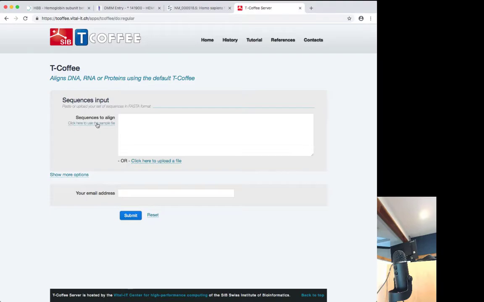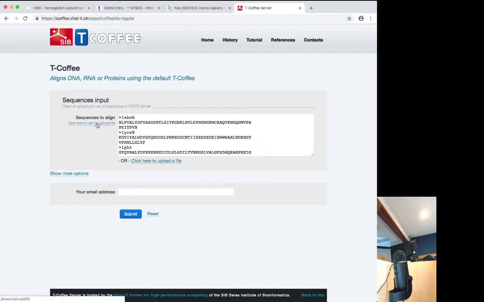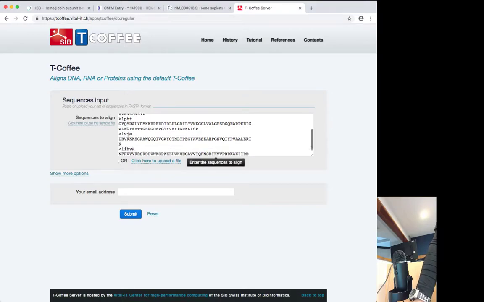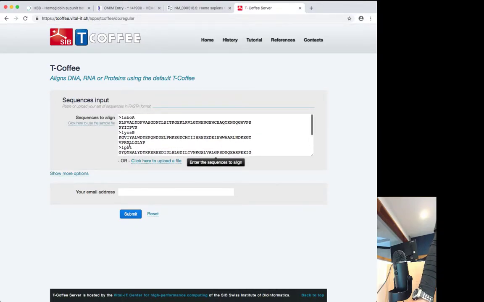What would be the difference? Now, usually, look at, it's a good question. Here, paste or upload your set of sequences in FASTA format. Sequences to align. Can you read what it says here? Click here to use sample file. Well, click there. And look what it does. It's using proteins, and it has first one protein, then the next, and several. 1, 2, 3, 4, 5. Five sequences, one after the other.